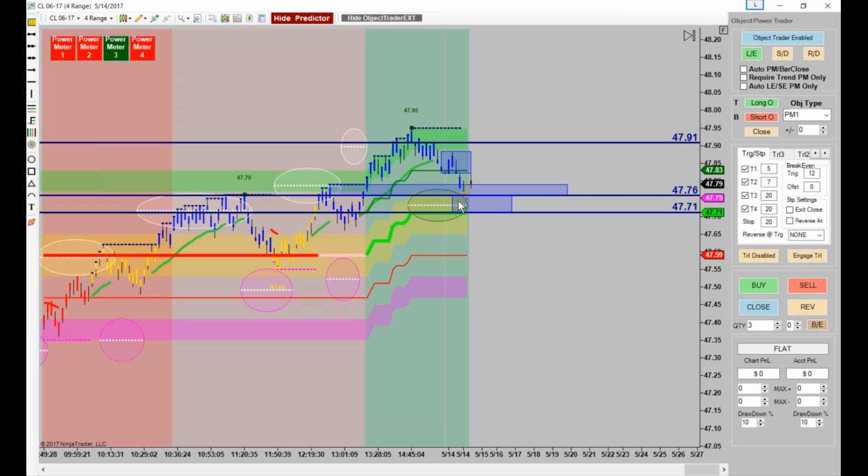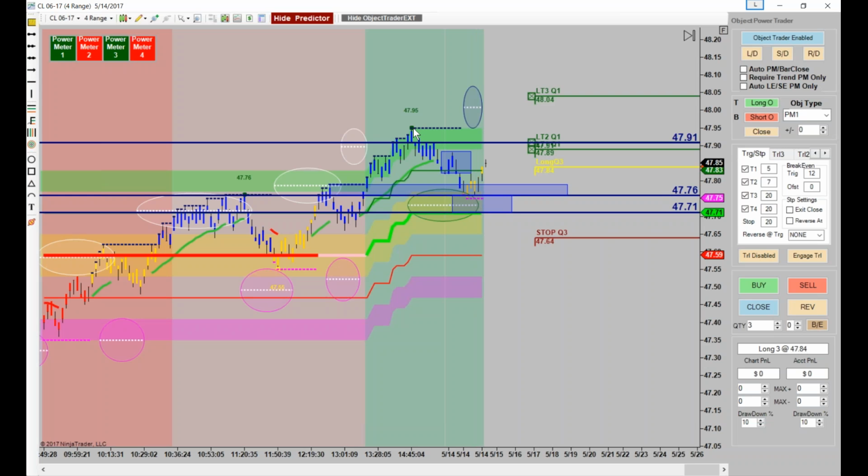It did bounce off our predictor. It bounced off this little support area. But remember, you don't know how far down it's going until it quits going the direction it's going, if that makes sense to everyone. Lightning to the downside, for instance, right now is what's happening in real time on this chart.